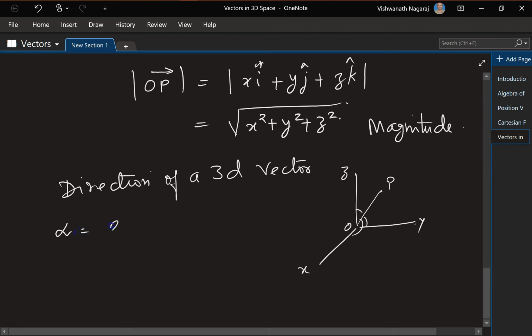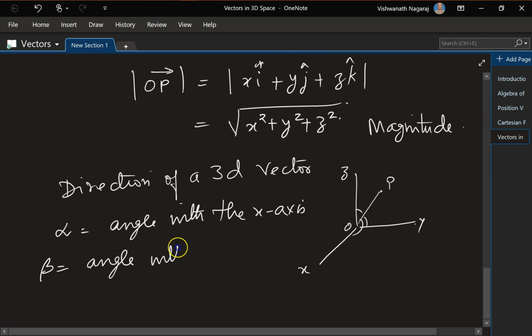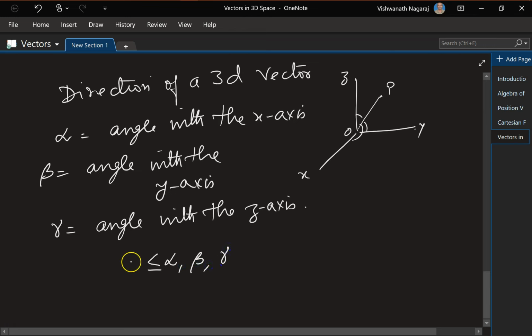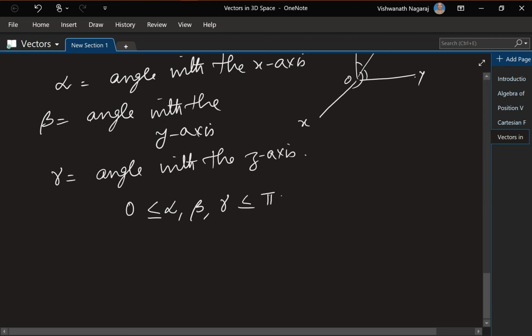Alpha is the angle with the x axis, beta is the angle with the y axis, and gamma is the angle with the z axis. Now, alpha, beta, and gamma, the values will range from 0 to pi, that is 0 to 180 degrees, because we are not interested in positive or negative. So, it is the nearest angle that we are interested in.